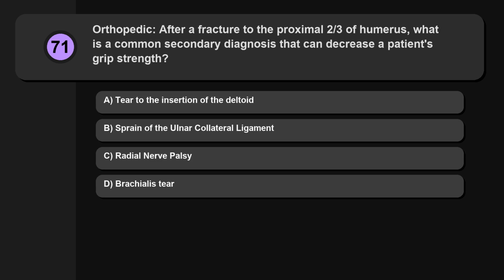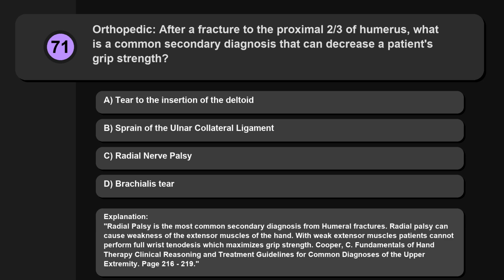Question 71. Orthopedic. After a fracture to the proximal 2/3 of humerus, what is a common secondary diagnosis that can decrease a patient's grip strength? Option A, tear to the insertion of the deltoid. Option B, sprain of the ulnar collateral ligament. Option C, radial nerve palsy. Option D, brachialis tear. The correct answer is option C.